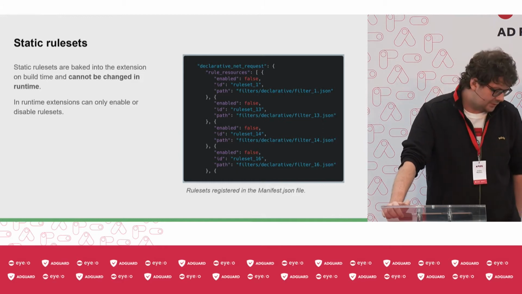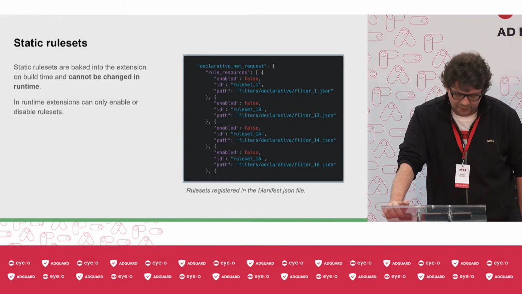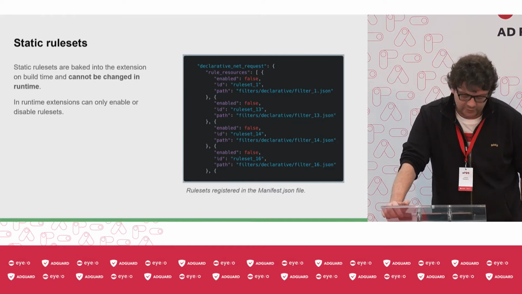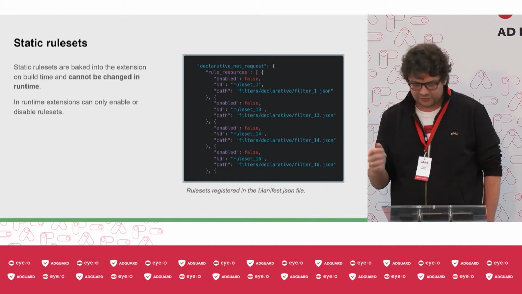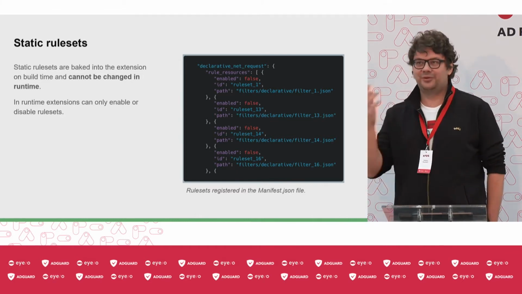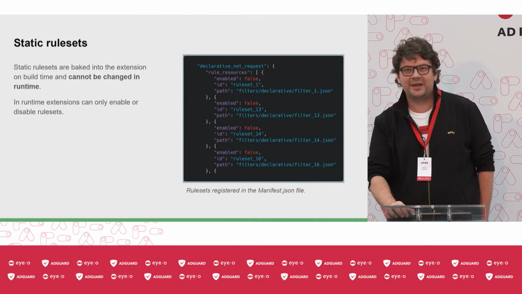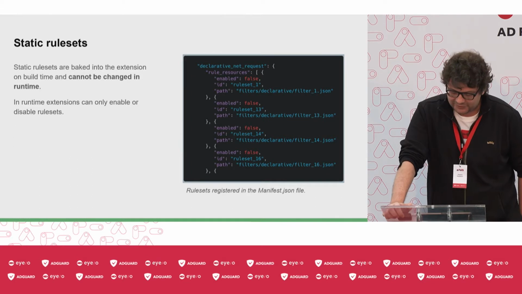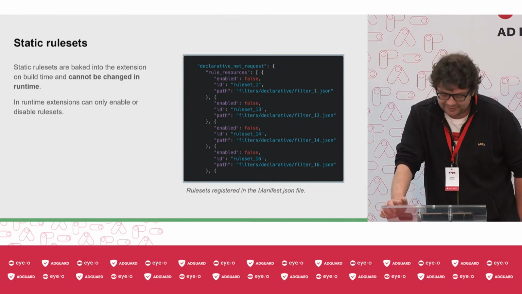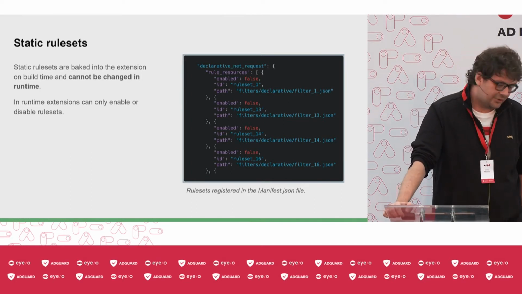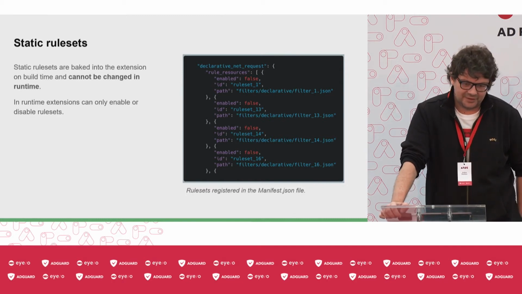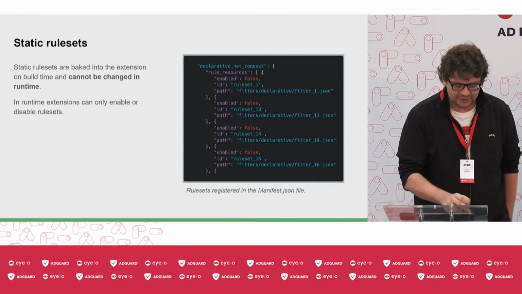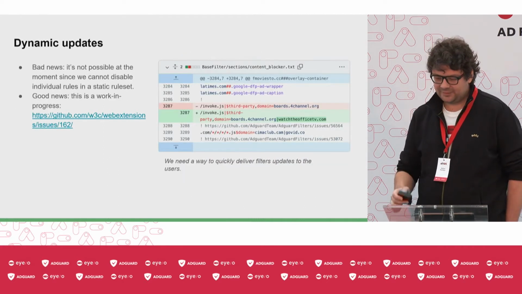At first, we thought that this is not much of a problem, that the review process for MV3 extensions will be more prompt and reliable than it was for MV2. You know, we will just upload a new version of the extension every day. But it seems that it doesn't work that way. The review process still may take a couple of days, and this is not ideal. We need to deliver updates more often, and that's why we need to talk about dynamic updates.